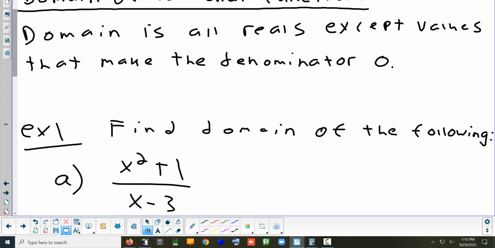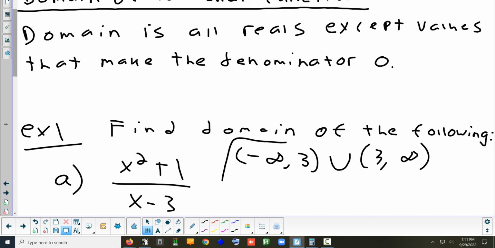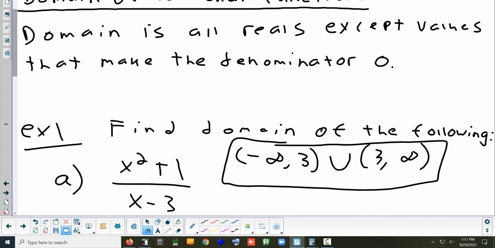Yeah, 3. So you can include everything except 3. And remember how we write that? Negative infinity up to 3. So you can pick any number from 3, not including it, as low as you want to go. And what comes after this? 3 to infinity, so any number from 3 as high as you want to go, not including it. Something between, the union symbol. This means or. So this is the domain. And there'll be something like that on the test.